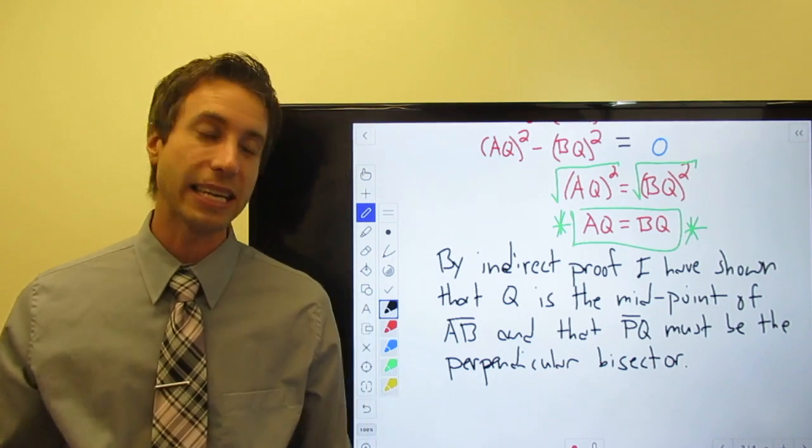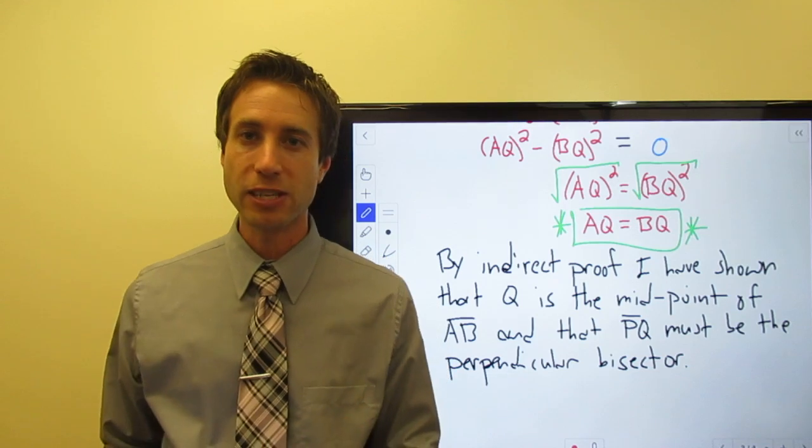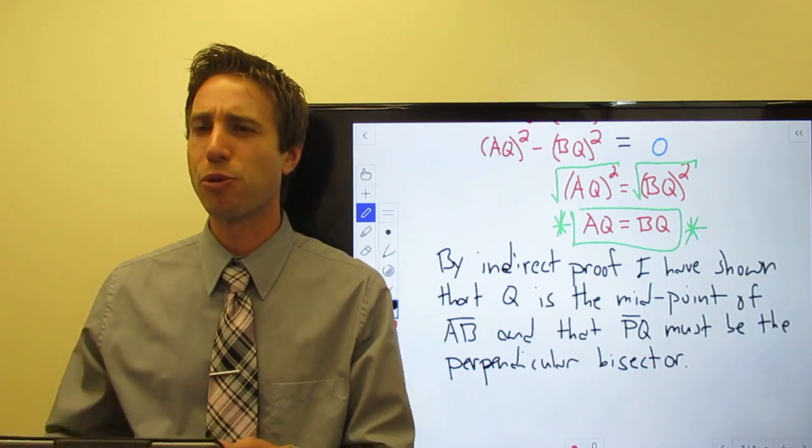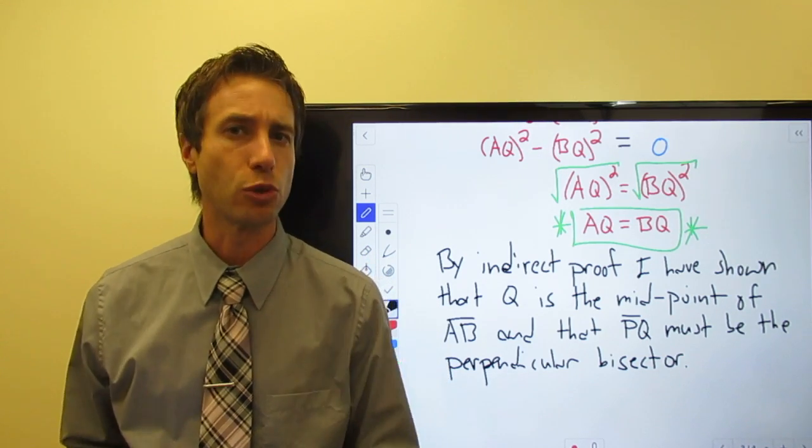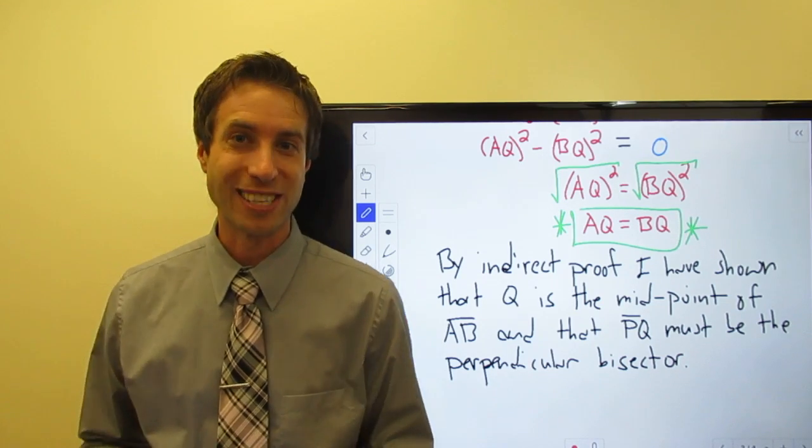All right, so that's the way the indirect proof works. Head on over to the next page of the notes. We'll take a look at a couple more proofs that we're more familiar with. We'll do a couple of 2-column proofs. So I'll meet you guys on the next page.